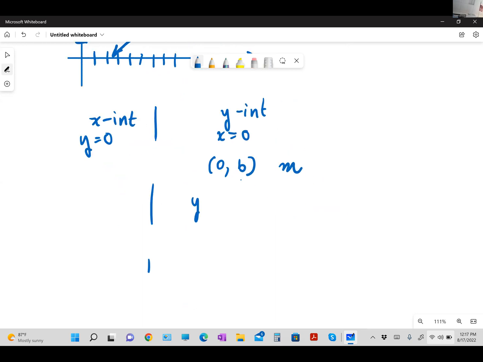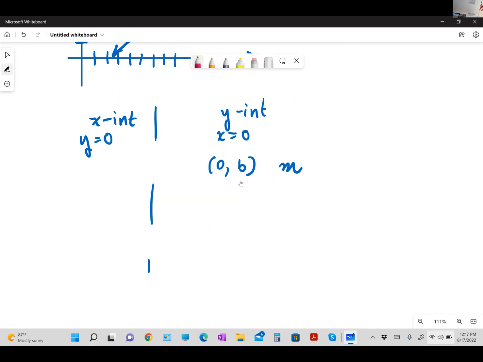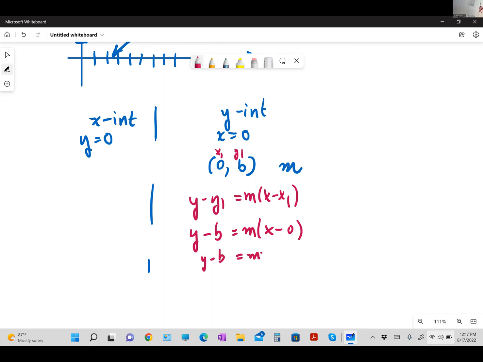So let's do this. Well, let me label stuff for you guys. I'm gonna label it in red. Let's call this x1, y1. We have y minus y1 equals m times x minus x1. y minus b equals m times x minus 0. You saw that? y minus b equals mx plus 0, basically, or minus 0, however you want to say it. So y equals mx plus b.